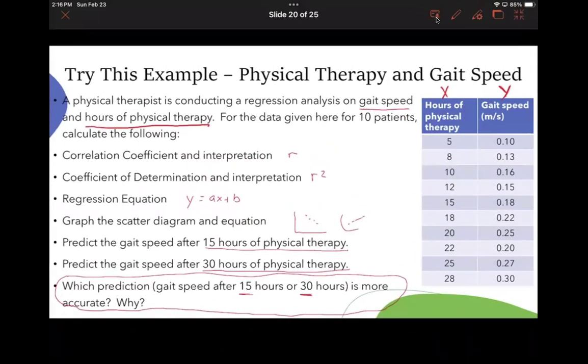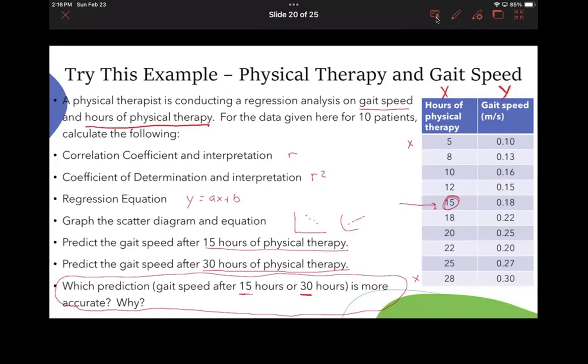Okay, X goes from a low of 5 to a high of 28. So 15 is part of the X values. 15 is in that range, and therefore the value that we got when we plugged in X equal 15, the value for gait speed was interpolated.